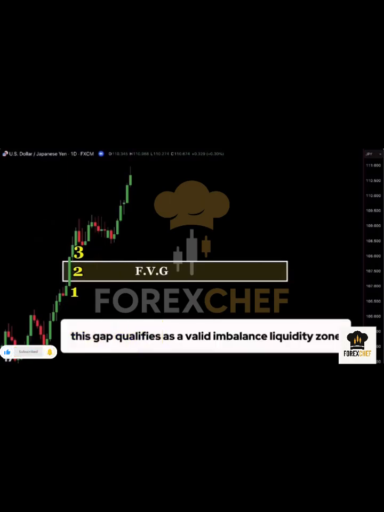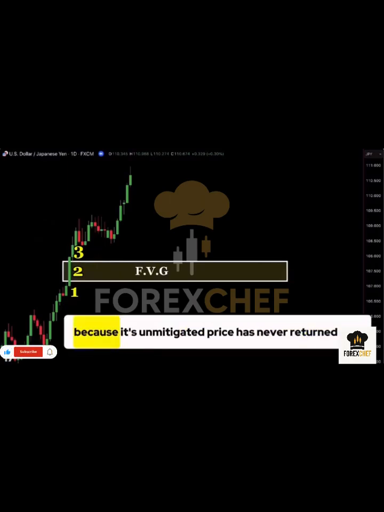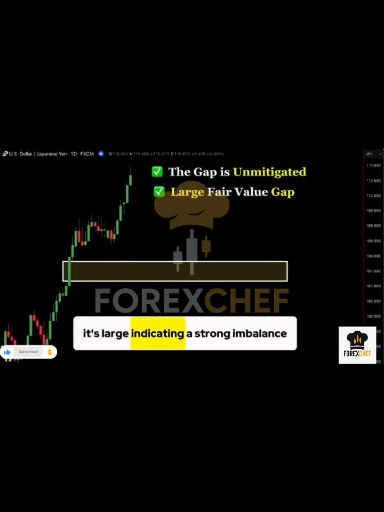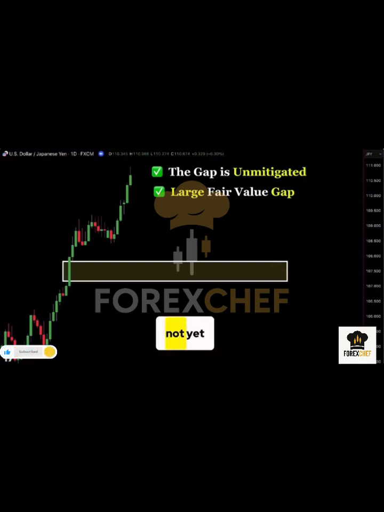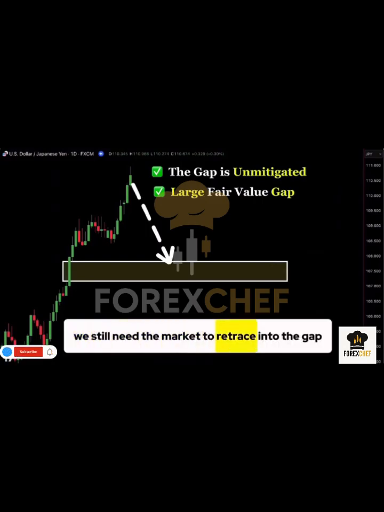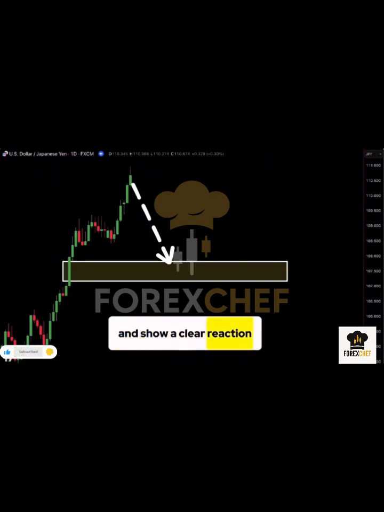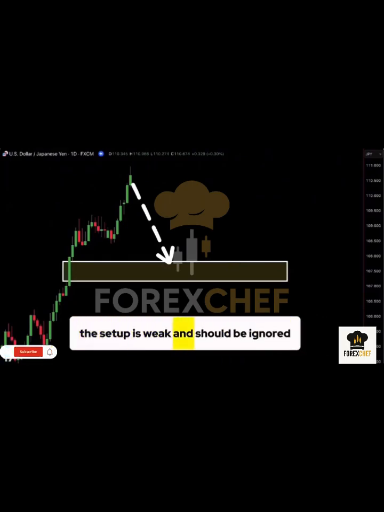This gap qualifies as a valid imbalanced liquidity zone because it's unmitigated, price has never returned to it, it's large, indicating a strong imbalance, and it's located away from major resistance, which avoids conflicting liquidity. But is that enough to enter a trade? Not yet. We still need the market to retrace into the gap and show a clear reaction, such as a strong rejection candle. If price touches the fair value gap but shows no reaction, the setup is weak and should be ignored.